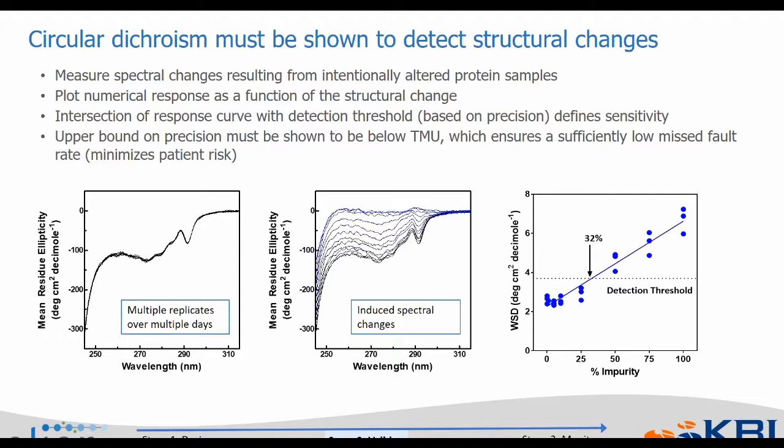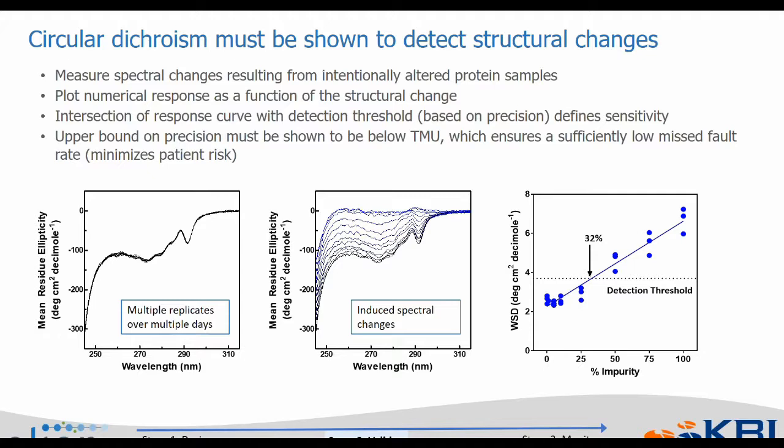Regardless of the means, we want to induce spectral changes, as I've shown here, and then across a range of that, either impurity or thermal denaturation or chemical denaturation, measure a number of different points. We can fit a line through that and then determine the point at which it intersects with the detection threshold. This is a measure of the sensitivity of the method.